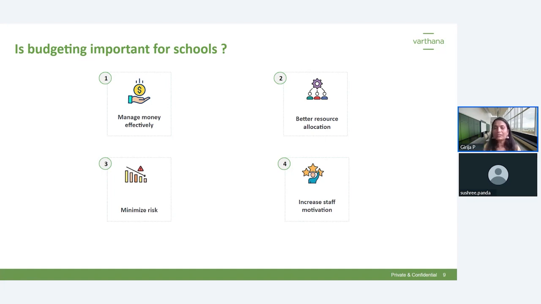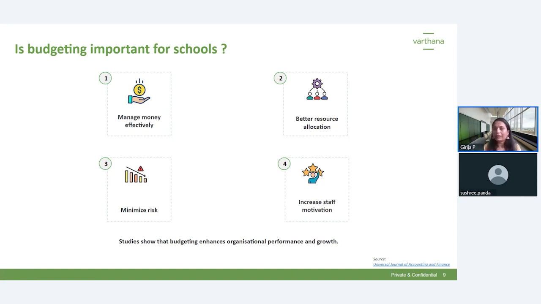Even the research is saying, if a school or an organization is doing the budget, it will improve their performance and growth. Now we have seen, if the schools are doing the budget, how it will benefit them and how it will help them to grow and expand.